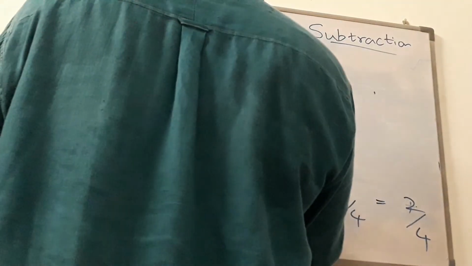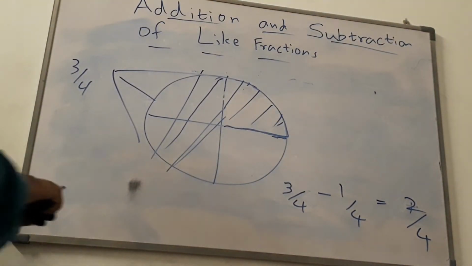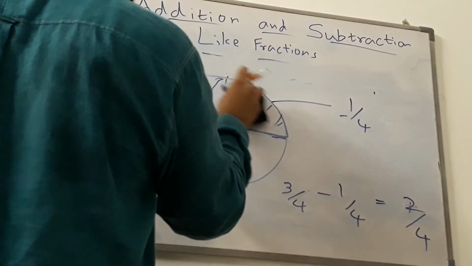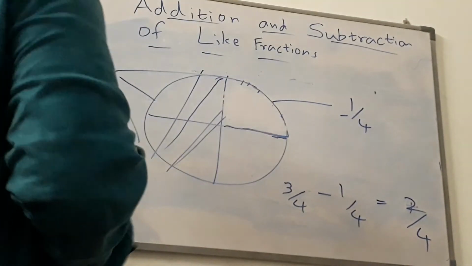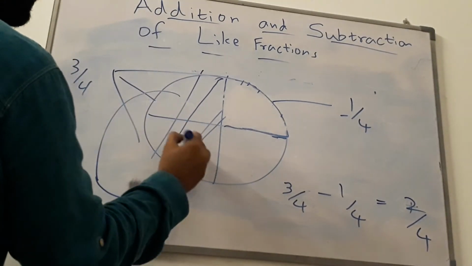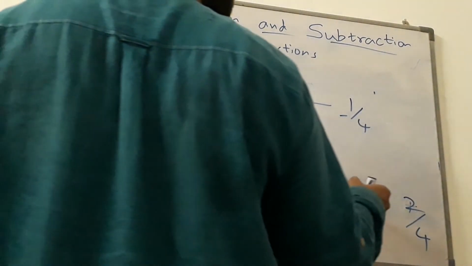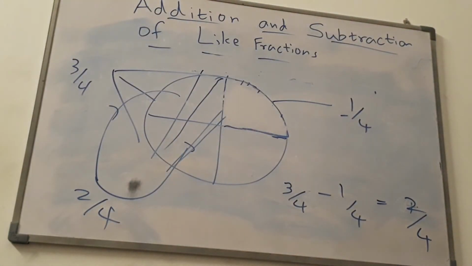Okay, again. There were 3/4. And I am going to remove 1/4. So I am discoloring this 1/4. So the remaining is these two, 2/4. Hence, when we remove 1/4 from 3/4, it is 2/4. There also the denominator won't change, only the numerator changes. 3 minus 1, 2. Keep it in mind.